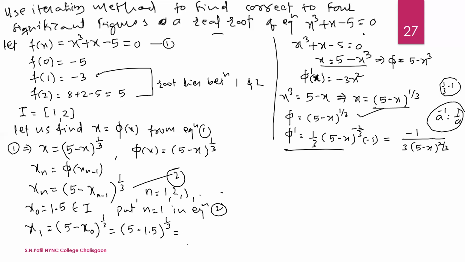Now using the scientific calculator, we find the value of 5 minus 1.5 raised to 1 by 3. Just wait.